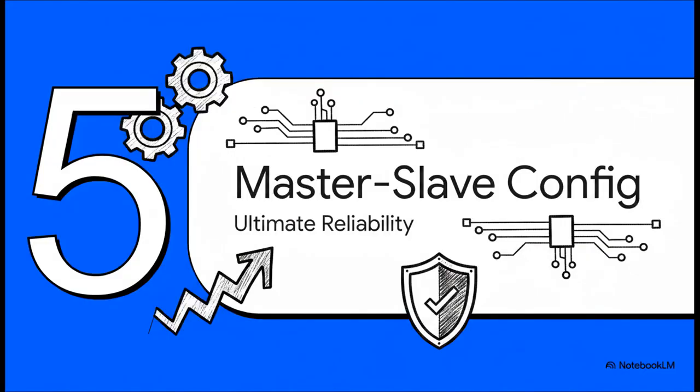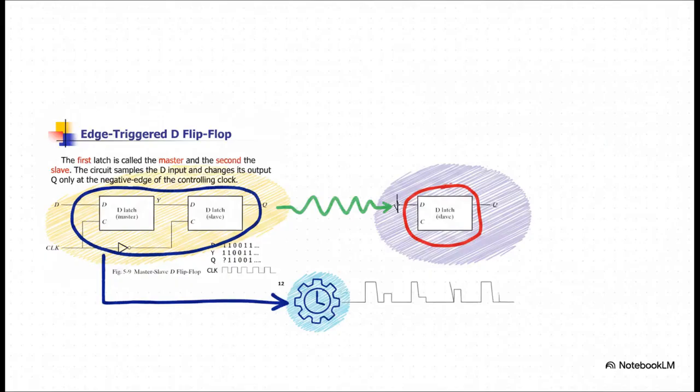Section 5. The master-slave configuration, ultimate reliability. To make this edge triggering technique even more robust, engineers developed a totally fascinating trick. Notice how we combine two separate components to work as one perfectly timed unit here. We've got a D latch on the left, which acts as the master, and a D latch on the right, which acts as the slave.